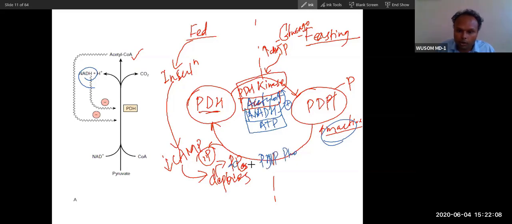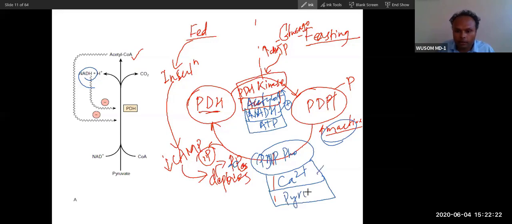Now here, this PDH phosphatase has two friends that help it. One is calcium, the other is pyruvate. Did you understand this?